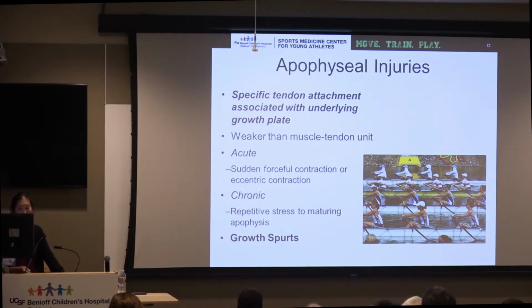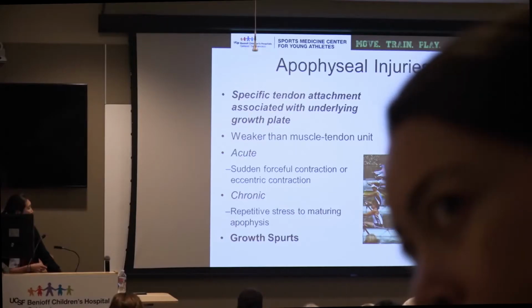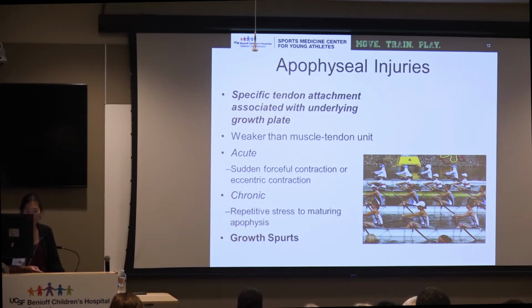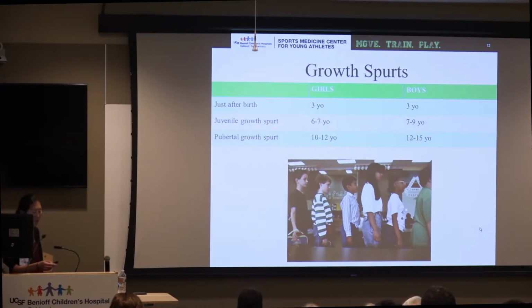An acute injury can happen when there's a sudden forceful contraction or eccentric contraction. Our chronic is repetitive stress to maturing apophysis, and that goes along with growth spurts, which can affect these apophyses. And so we're going to see a lot more chronic in the clinic, and the acute is likely going to be more the ED. So let's look at those growth spurts.